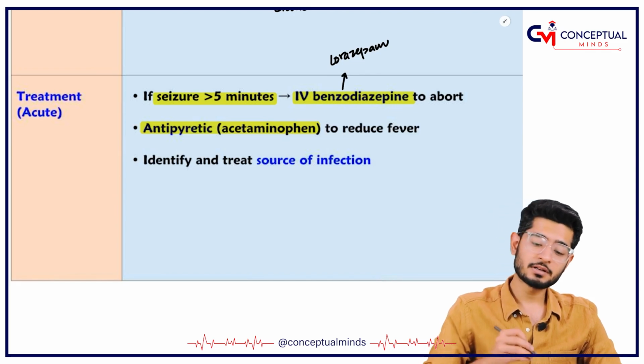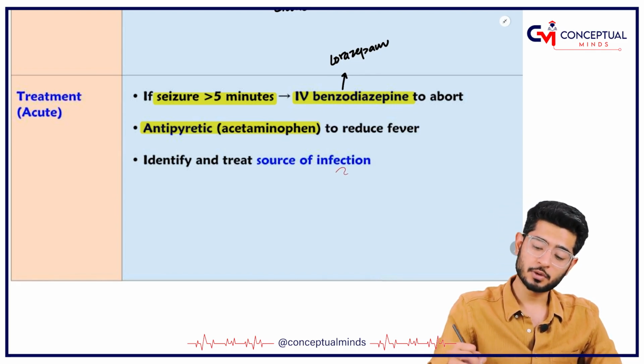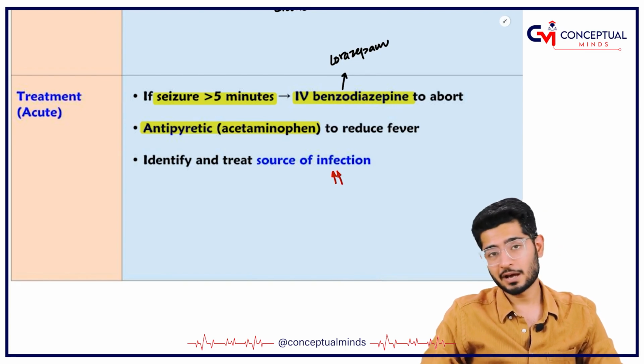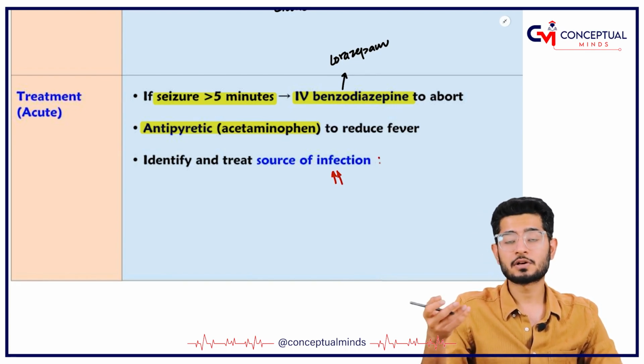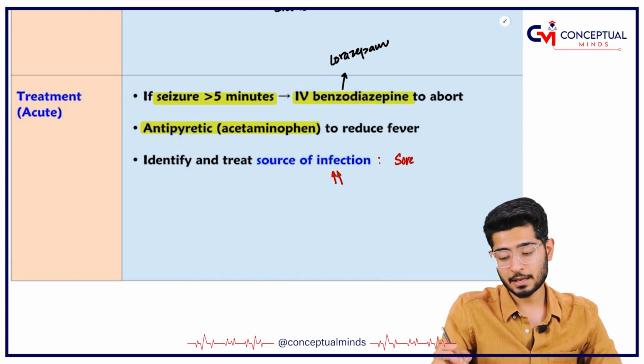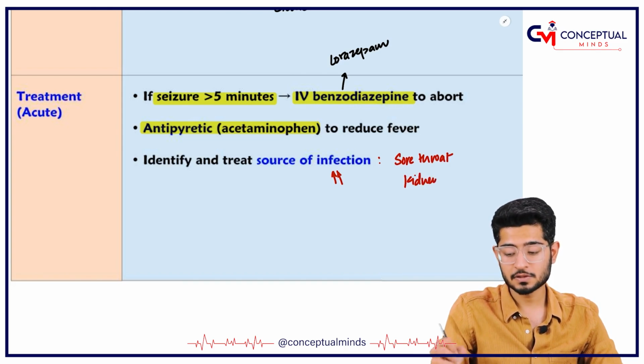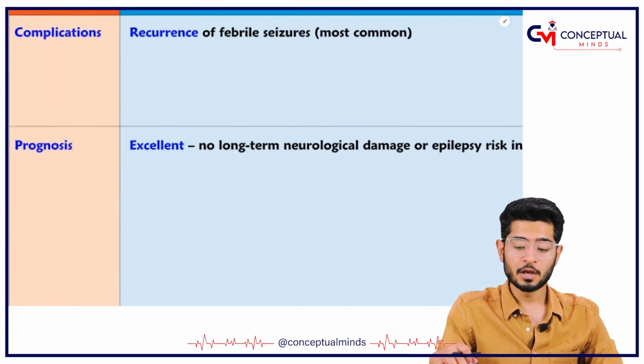And we have to understand that we are supposed to find out the source of infection, and we have to treat that source of infection also. Like, it can be because of what? It can happen because of a sore throat. It can happen because of kidney issues, kidney failure, kidney damage. So all these things can occur.